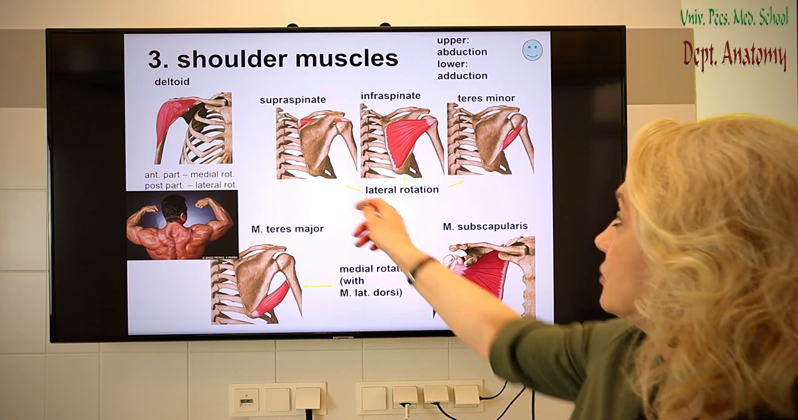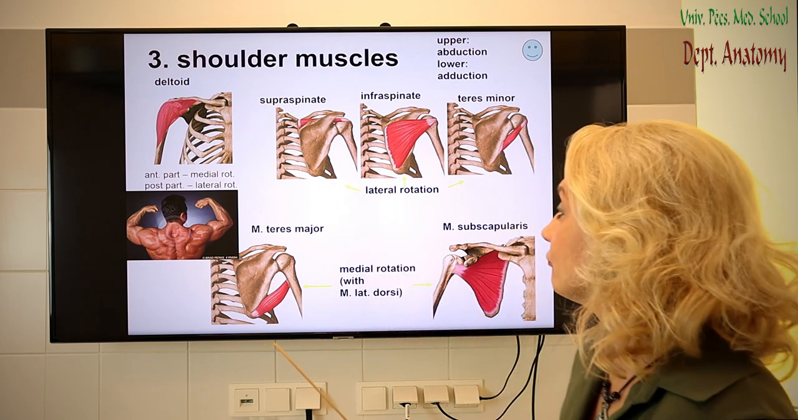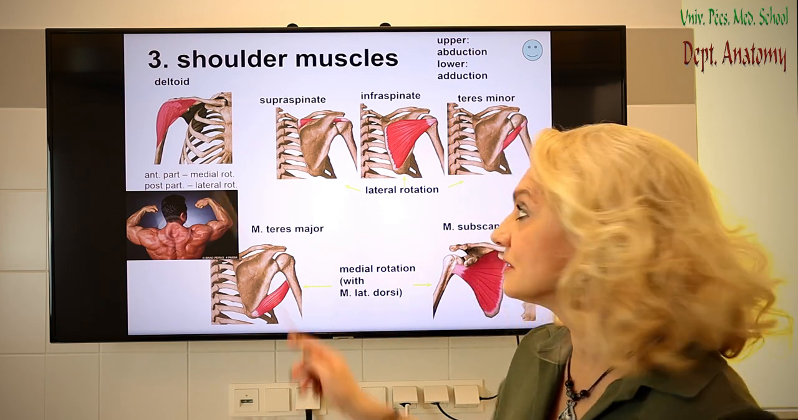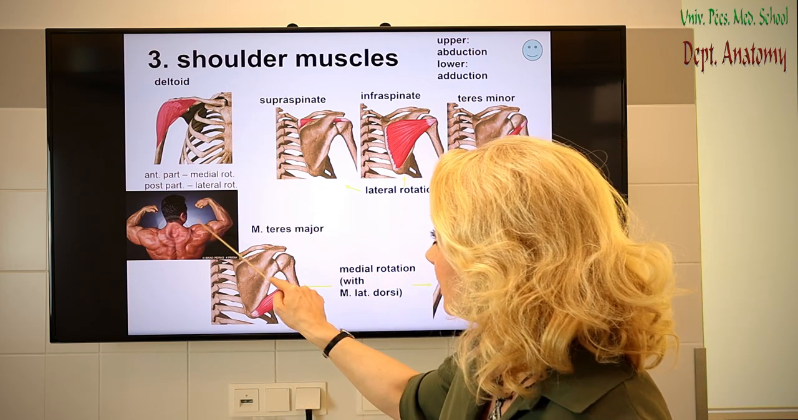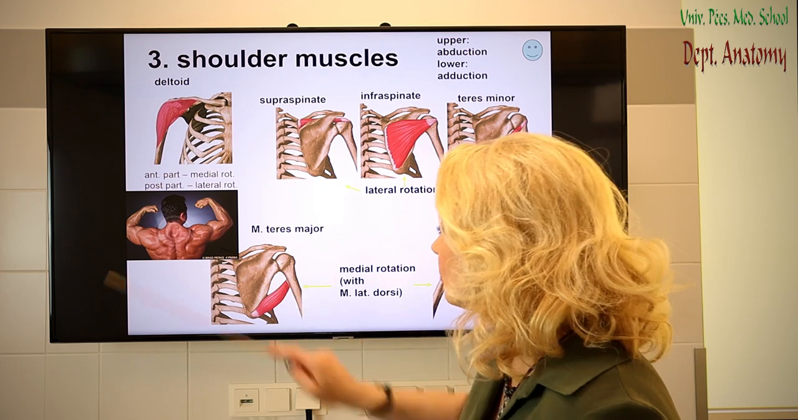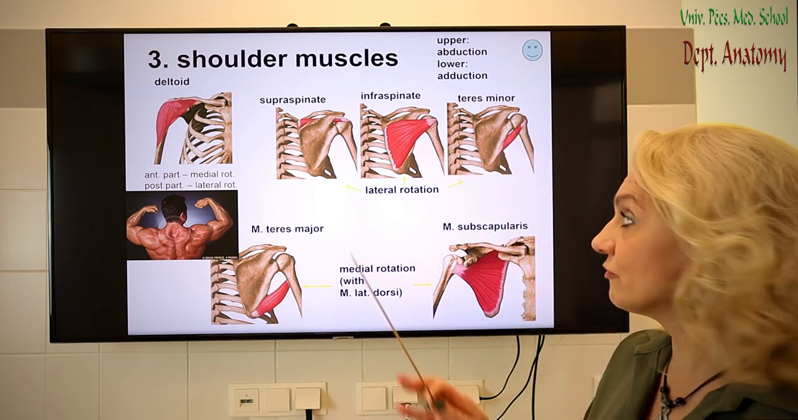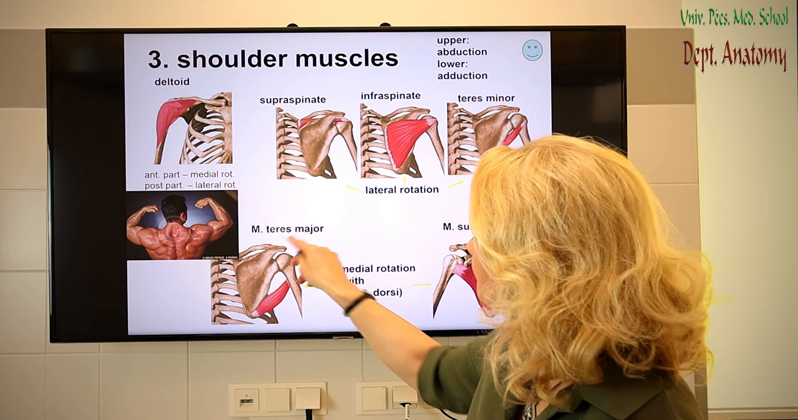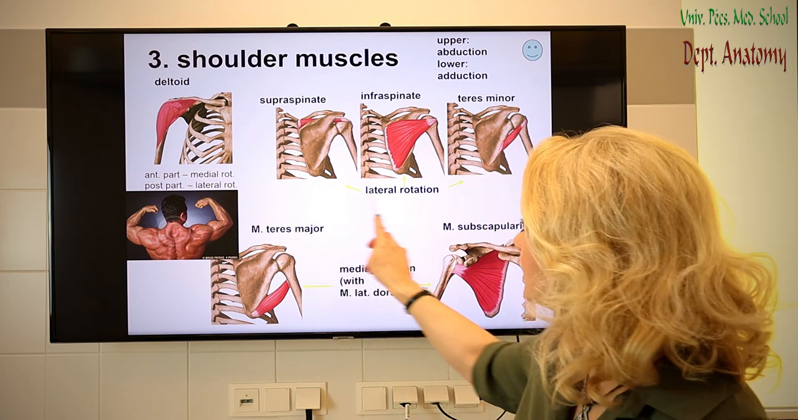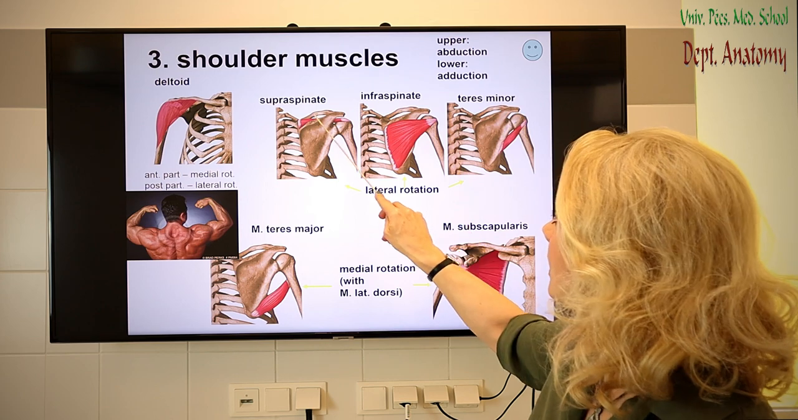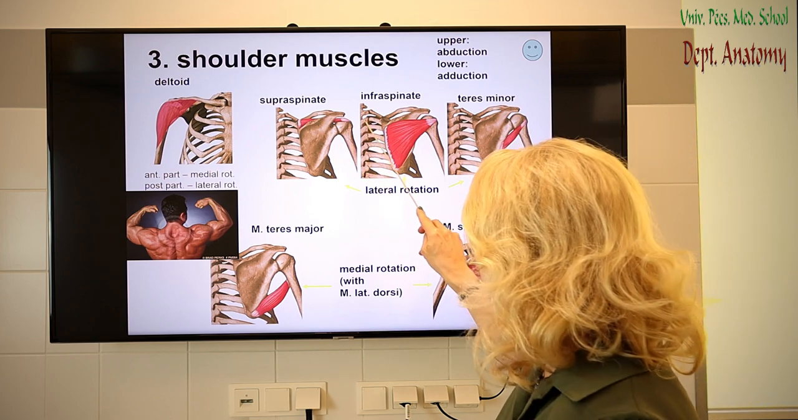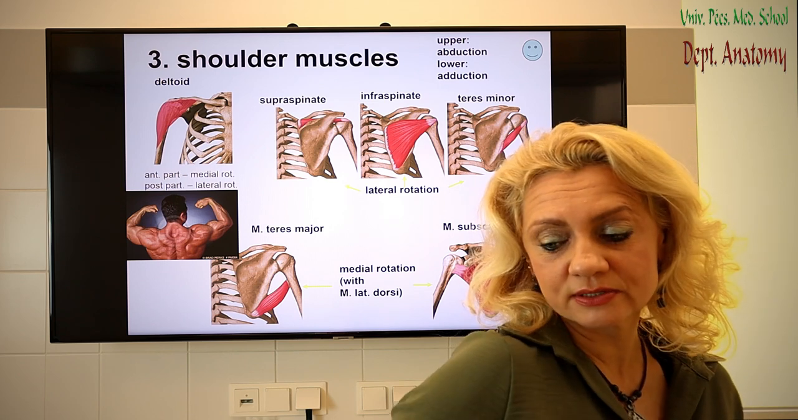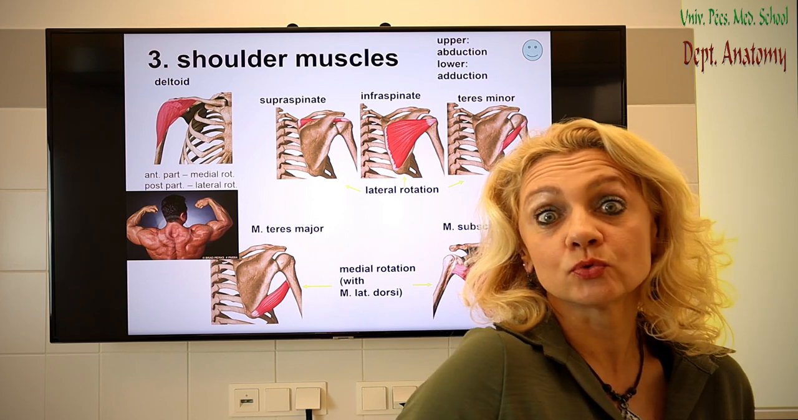Next group is the shoulder muscles. Of course, the biggest one is the deltoid. Again, we have a muscle with different parts, anterior, middle, and posterior part, doing different things. Rotation, as you can see. All these back ones that go to the humerus from the back, they do lateral or outer rotation because they rotate outwards.